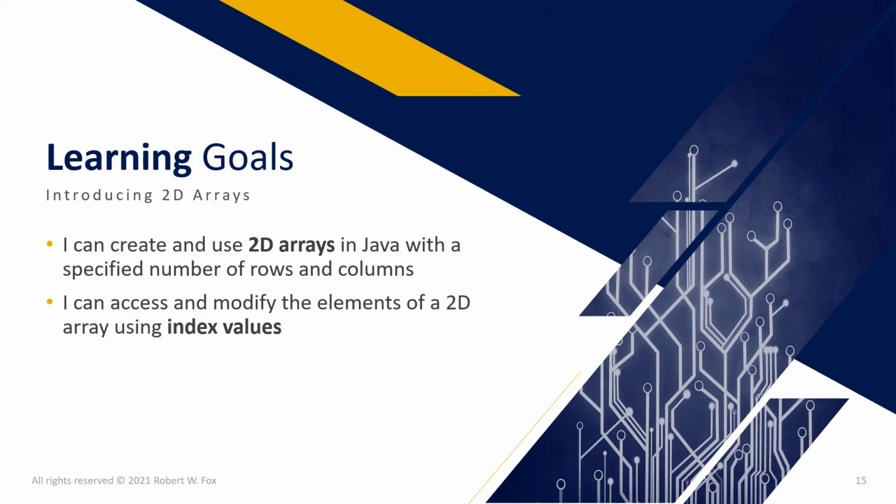All right, now that we've done this lesson, you should be able to create and use 2D arrays in Java with a specified number of rows and columns, and also be able to access and modify elements of a 2D array using index values. And of course, underpinning both of those objectives is the idea that a two-dimensional array is really just an array of arrays.